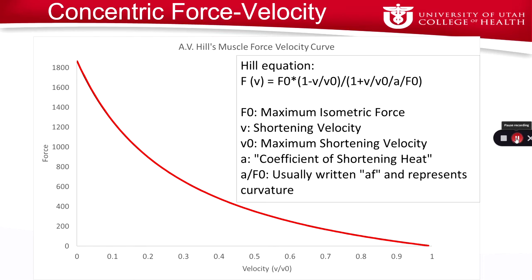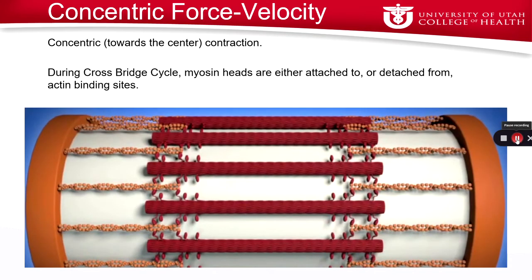So while this equation does a nice job of describing the force-velocity relationship, it doesn't do much to explain the mechanistic basis. And so that's what we'll do here directly, is talk about what mechanisms might be responsible for the shape that we see in shortening muscle. So concentric means towards the center, so it's a shortening contraction.